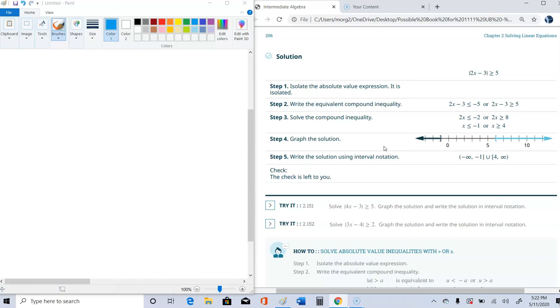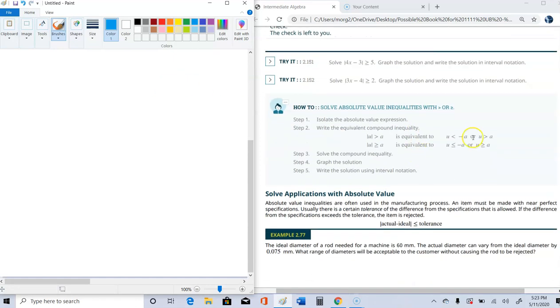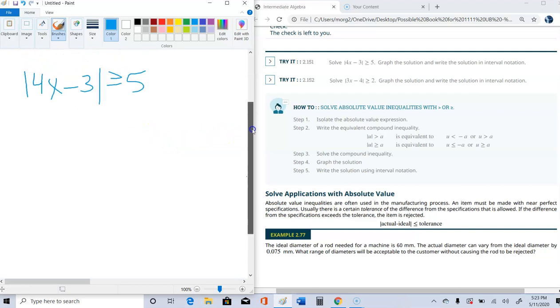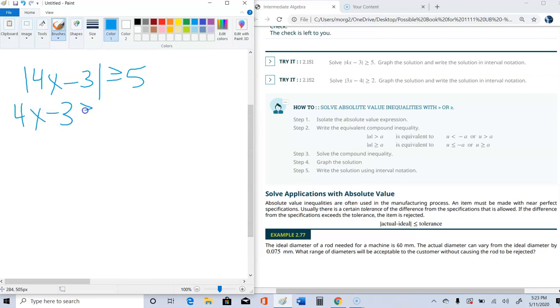All right, so let's look at this first problem under Try It. We have the absolute value of 4x minus 3 is greater than or equal to positive 5. Because it's greater than or equal to a positive number, this is how we break it down. Looking back down here, this is the rule that we'll be using. So we have 4x minus 3 is greater than or equal to 5.